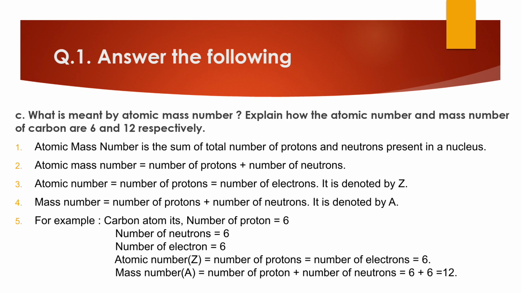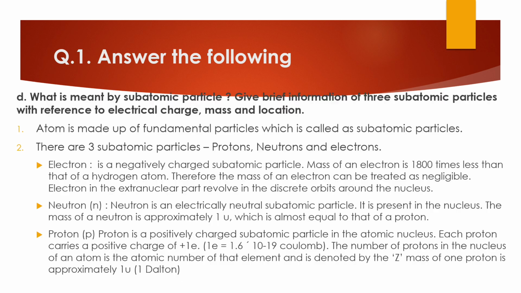Now in the case of carbon, the number of protons is 6, the number of electrons is 6, and hence the atomic number of carbon is 6. But mass number is the sum of protons plus neutrons. So protons and neutrons are generally in equal number. So 6 plus 6 is equal to 12, and hence the mass number of carbon is 12.